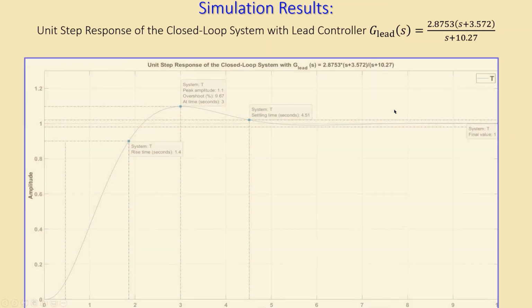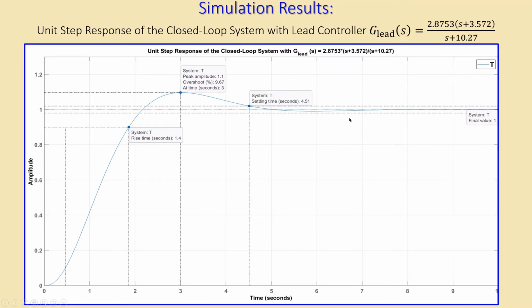So if I now plot this unit step response of the system using this lead controller, I have this expression. You can see that the final value is 1, which is not really a surprise because we have a pure integrator or a pole at the origin, so your steady state value will be 1 for a step input. There's also a rise time of 1.4 seconds, but the thing is, we are of course interested in the overshoot and also in the settling time. So let's look at the settling time and overshoot. Overshoot is here 9.67%, which is less than 10%, which is fine. So of course at the edge, but it's still less than 10%.